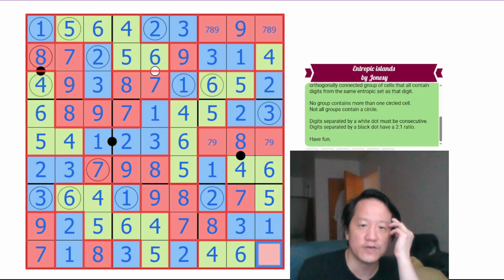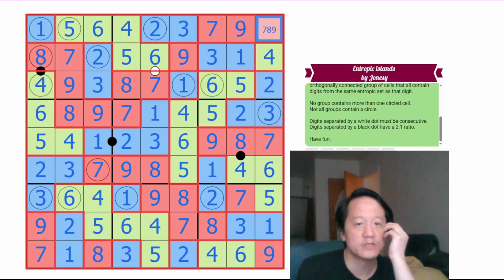That forces this to be 5, this to be 9. 9 eliminates 9 here, so it's 7 and 9, which eliminates 8 and 9 here. That's 7, which makes that an 8.